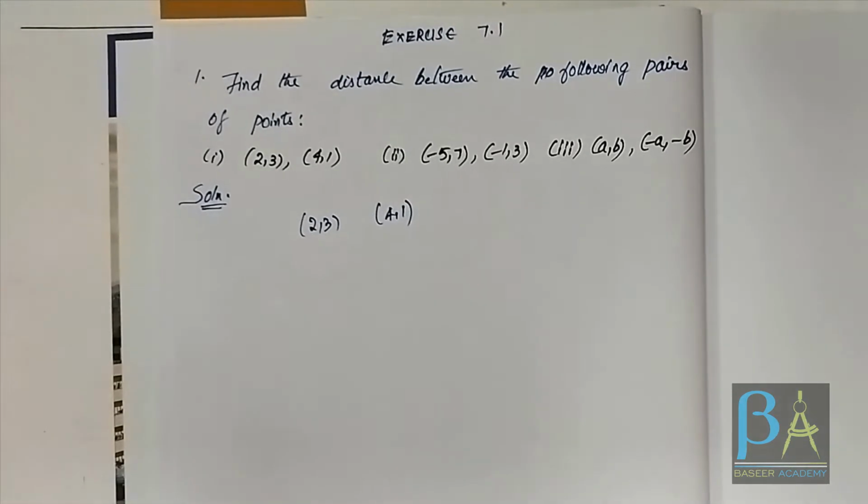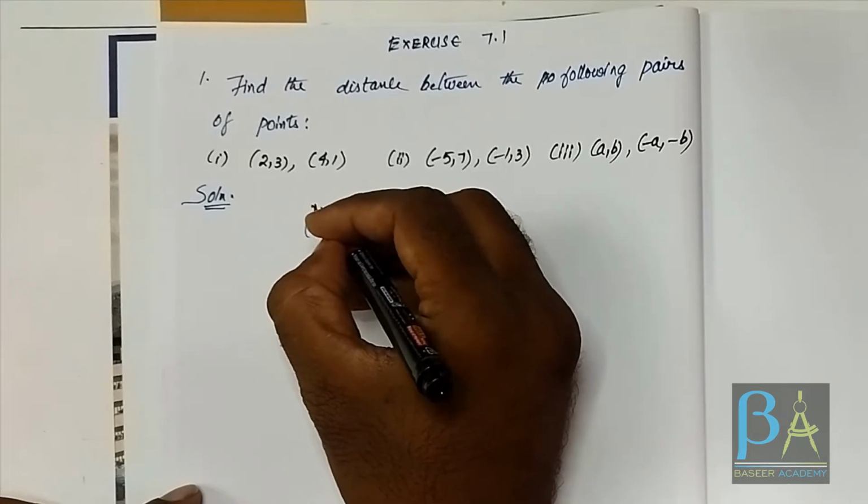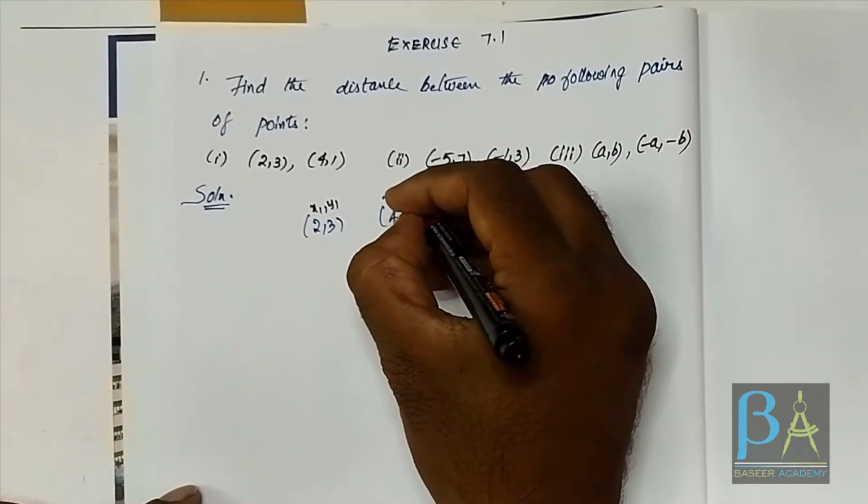The first thing that I would do is, let me say that this is x1, y1, and let us say that this is x2, y2.